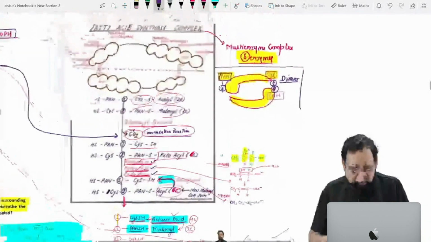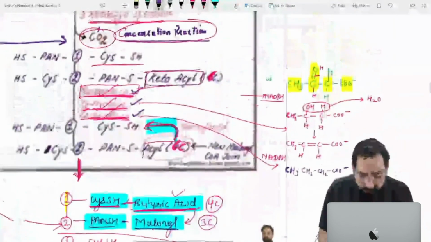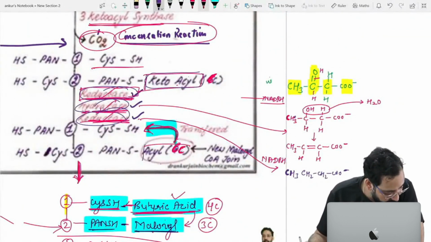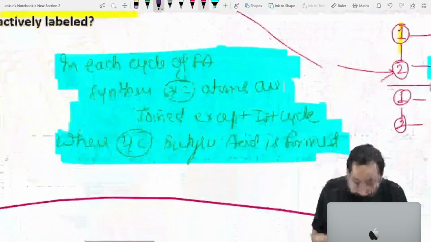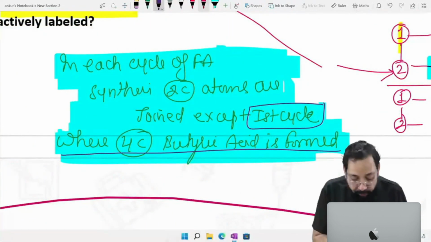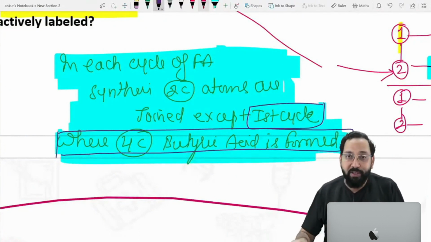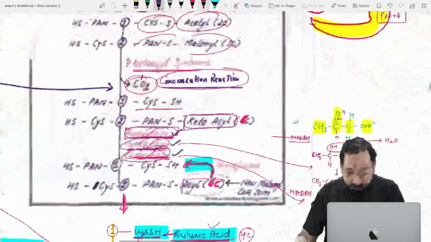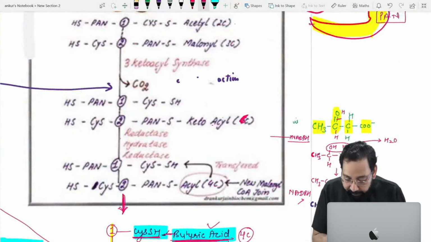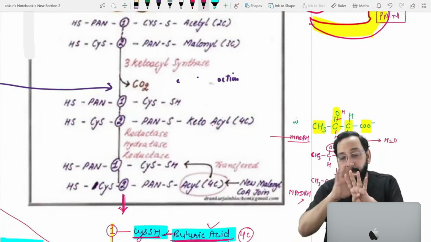No dear, this ketoacyl is not a fatty acid. Ketoacyl would be converted by reductase, hydratase, reductase to caproic acid. Clear? In the first cycle, butyric acid is formed. How many carbon? 4 carbon. So in the first cycle, whatever I have discussed here, you find a fatty acid with how many carbon? 4 carbon.